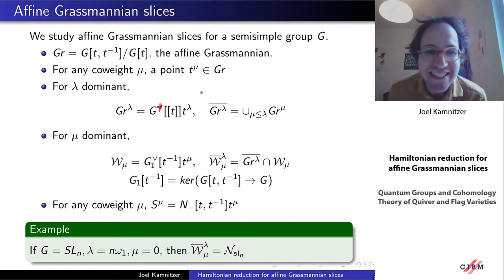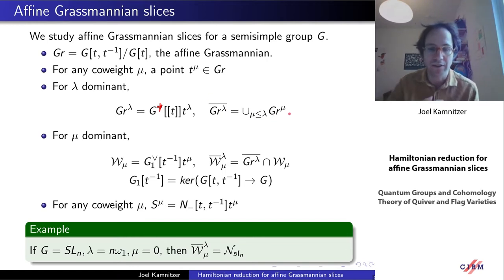Okay, so we consider the G of O orbits, the polynomial orbits through a point T lambda, and these partition the affine Grassmannian, and they are finite dimensional varieties, and we consider their closures inside the affine Grassmannian. It's the union over smaller Gr mu's. So the Gr lambda bar is a finite dimensional, usually singular projective variety, analog of a Schubert variety in a flag variety.